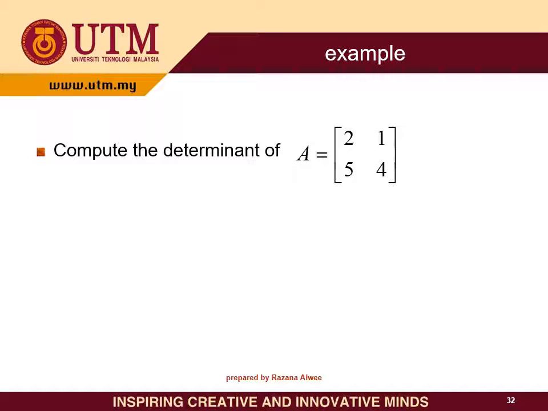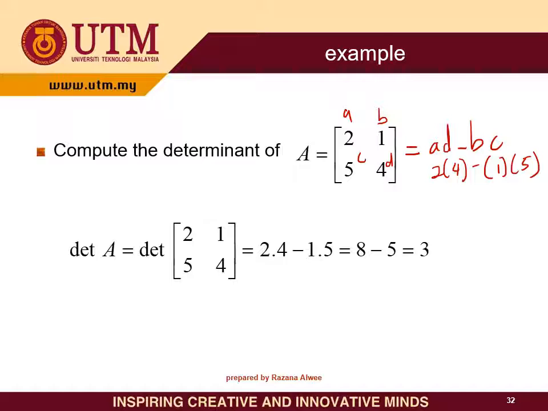This example asks us to compute the determinant of matrix A. So as I mentioned before, we need to make it like AD minus BC. So this is A, this is D, this is B, this is C. So it will be 2 times 4 minus 1 times 5. Alright, and then you will get a solution. 2 multiply 4, minus 1 multiply 5. The solution is 3.